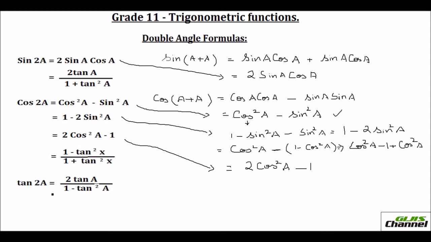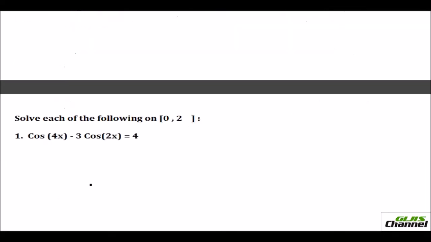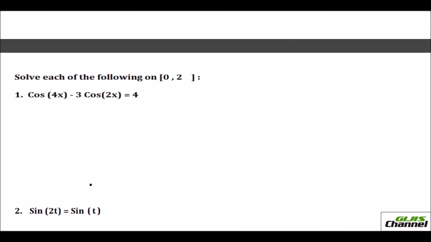The tan 2a is equal to, when you have sine 2a over cos 2a, the denominators get cancelled and you are left with 2 tan a over 1 minus tan square a, okay? And that is how you arrive at this formula. So let us see how these are used in the problems, okay? I have taken 3 questions here.